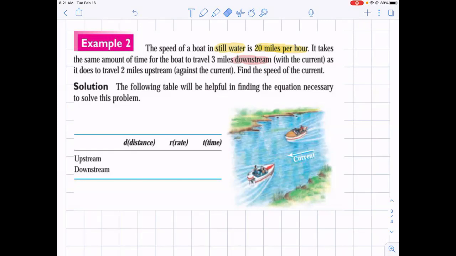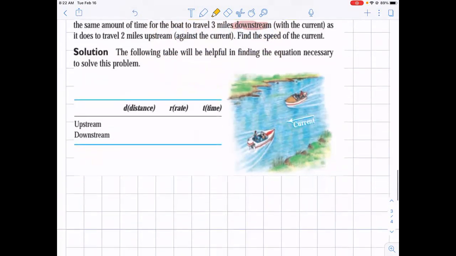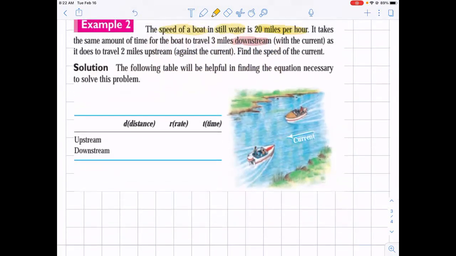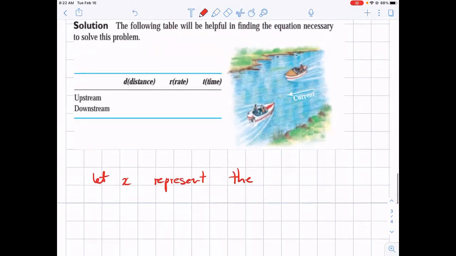So the first thing here that I would say is, if we go back, the speed of the boat. So we can say that let x represent the speed of the current, not the boat. So let x represent the speed of the current.